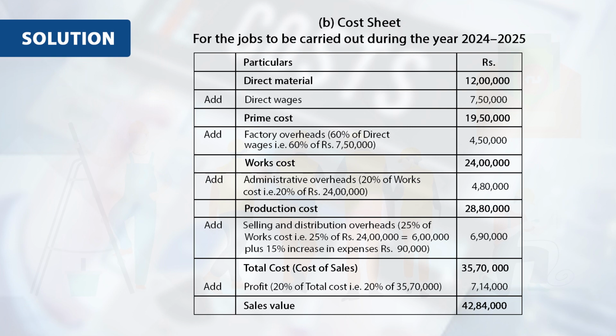In cost of sales add profit which is 20% of total cost, that is 20% of 35,70,000 and profit comes to rupees 7,14,000. Therefore, the sales value comes to rupees 42,84,000. Now, let us see another illustration.